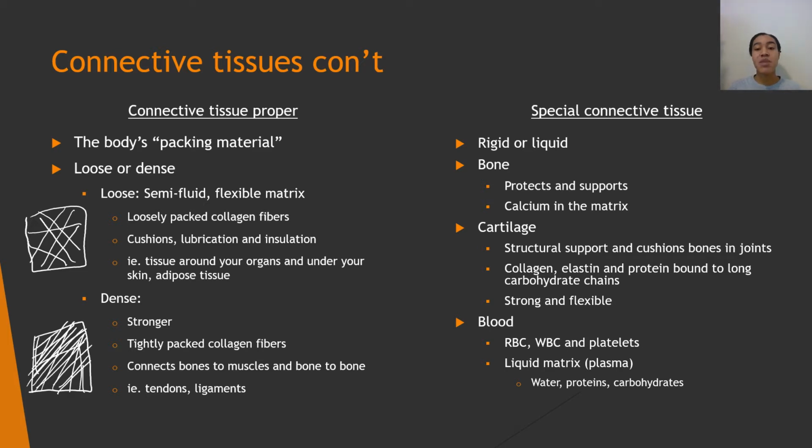And blood is an example of a liquid special connective tissue. It's composed of red blood cells, white blood cells, and platelets. RBCs is red blood cells, and WBC means white blood cells. And the matrix of blood is actually the plasma. So plasma is primarily composed of water, proteins, and carbohydrates. And this makes up the matrix that surrounds your blood cells.